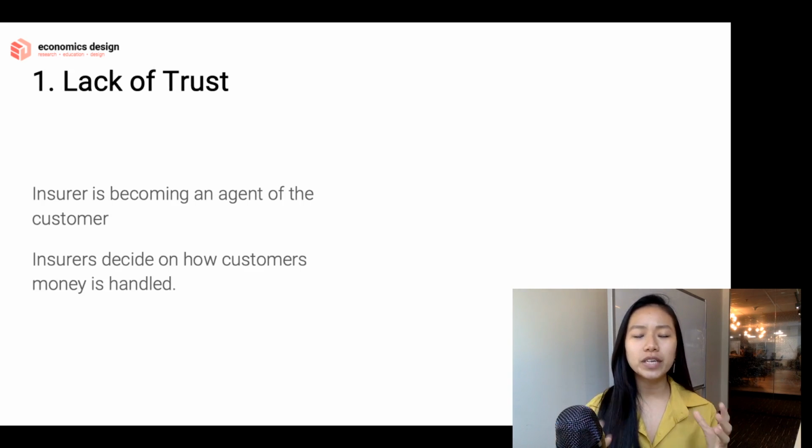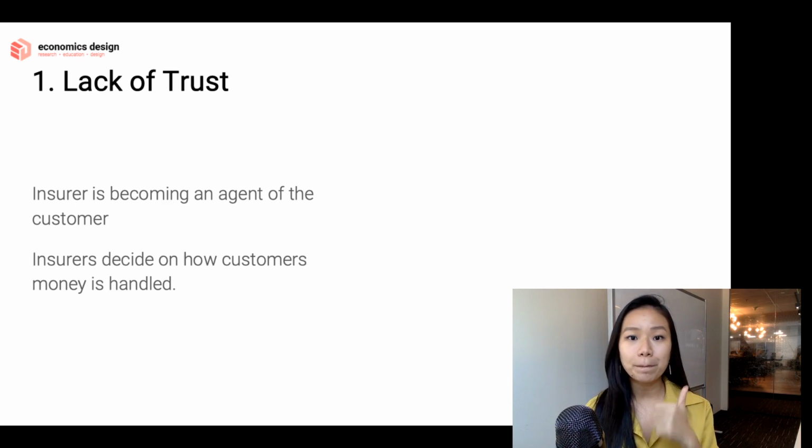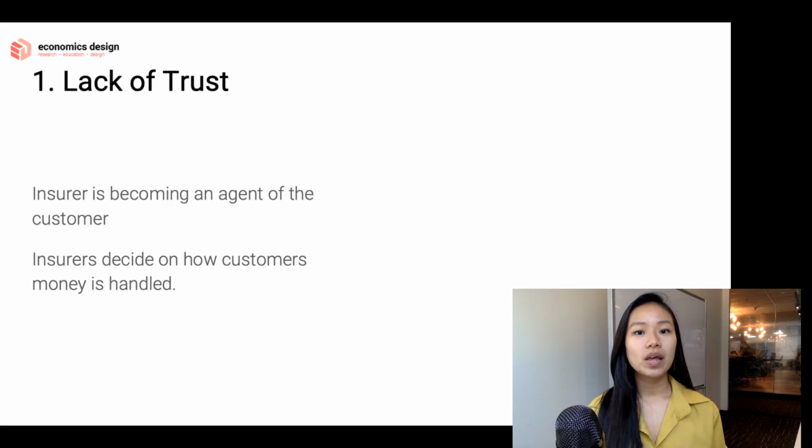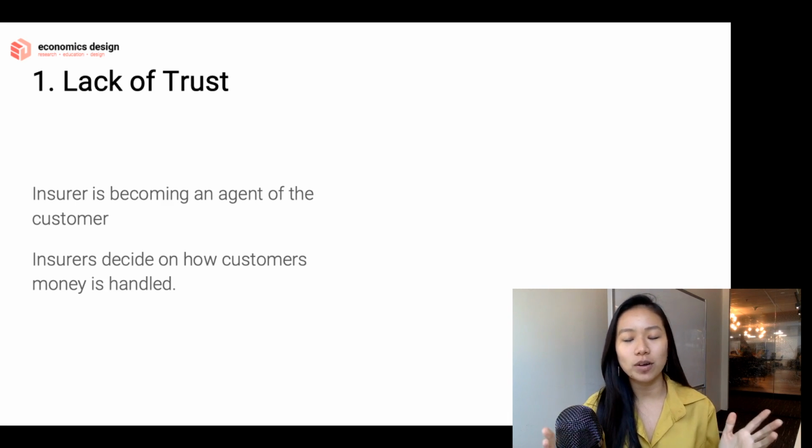So what are the different inefficiencies in insurance today? The first one, absolutely the biggest one, is the lack of trust. Now, where does the lack of trust come from? And it's not like how blockchain is all about.